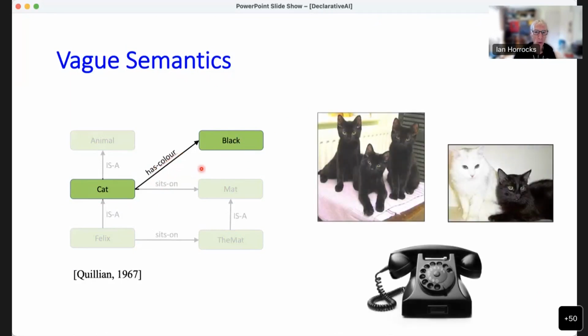Does it mean all cats are necessarily black? Does it mean there exist some cats that are black? Or perhaps it even means that the only things that can be black are cats. So everything that's black is a cat, which, obviously intuitively to us is silly. But from a system point of view, if we want to use this knowledge, it's not all that clear what the real meaning is.